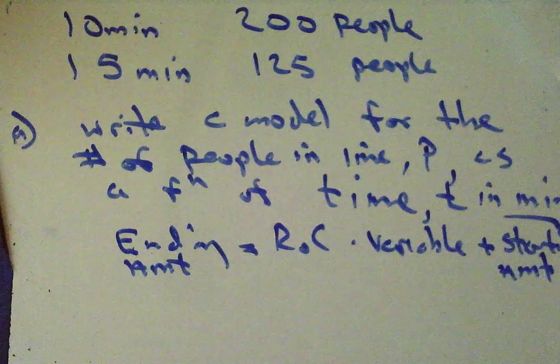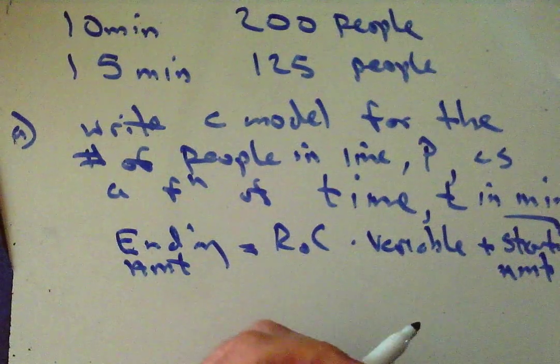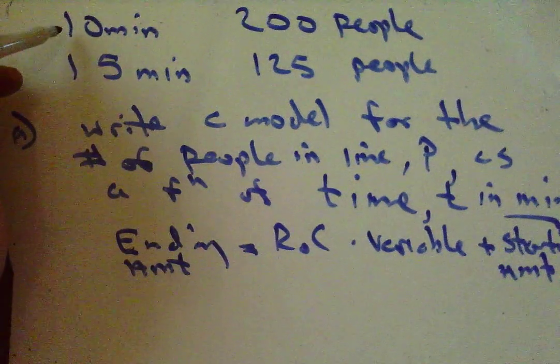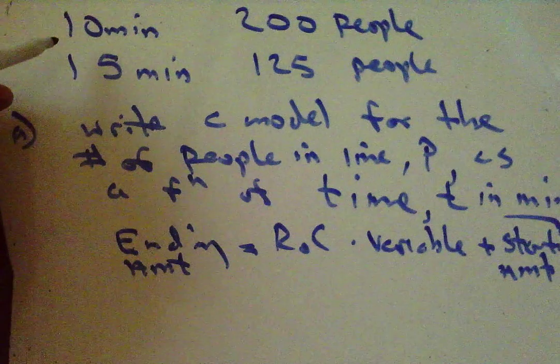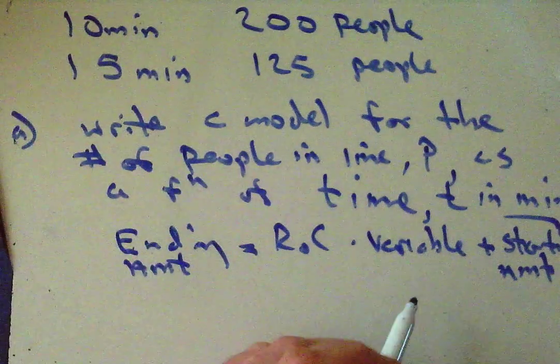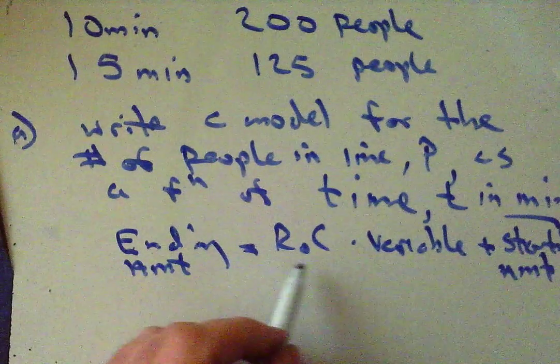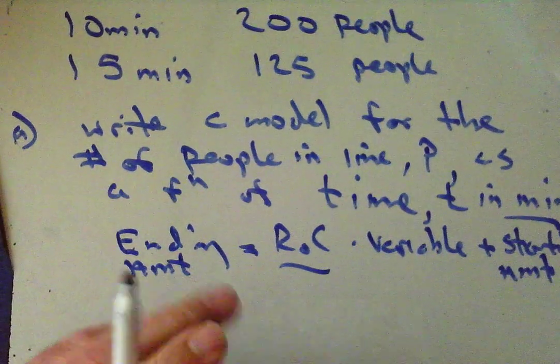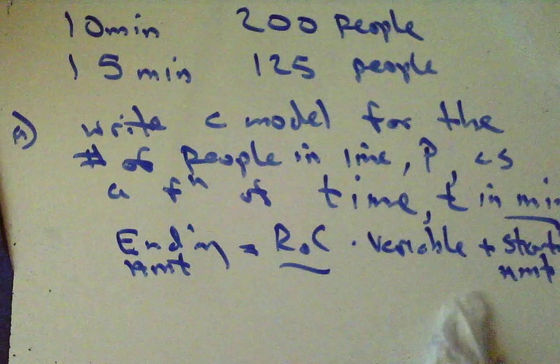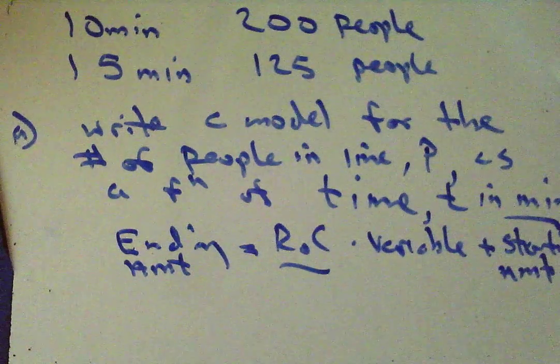Well, I have a problem here. I don't know the starting amount. I know how many there were at 10 minutes. I don't know how many there were when I showed up at 0 minutes. I didn't count them then. I also don't know the rate of change to plug in there. How do I find that rate of change? Well, we've talked about these things, so don't stress about them. We'll figure this out.